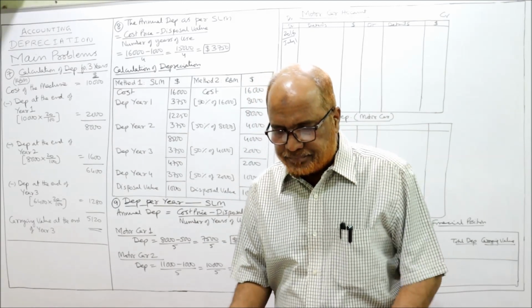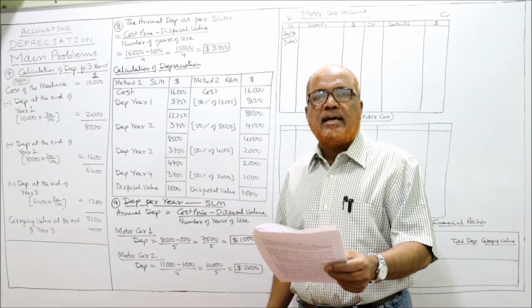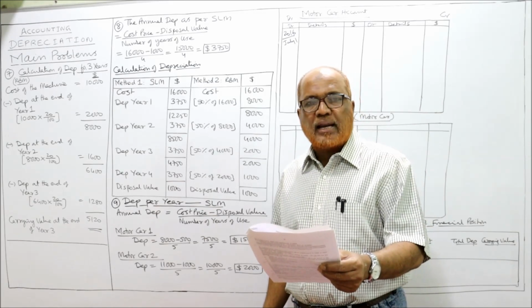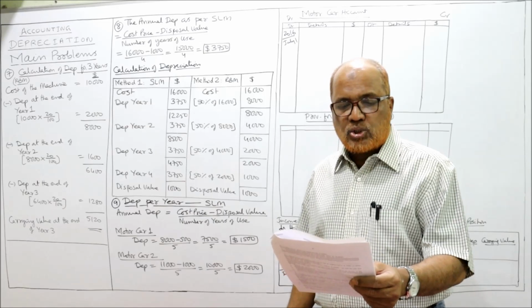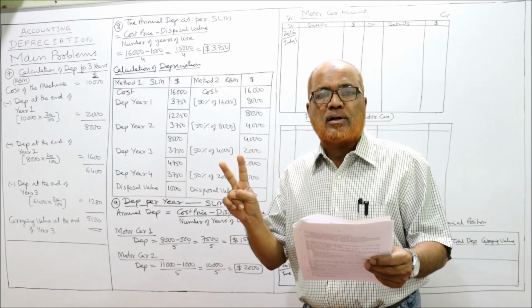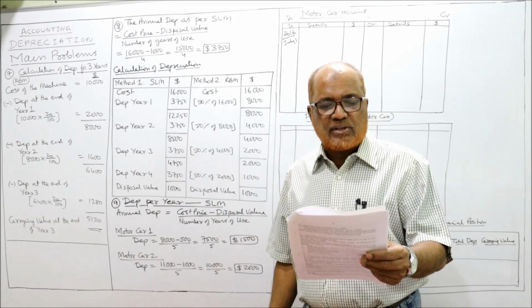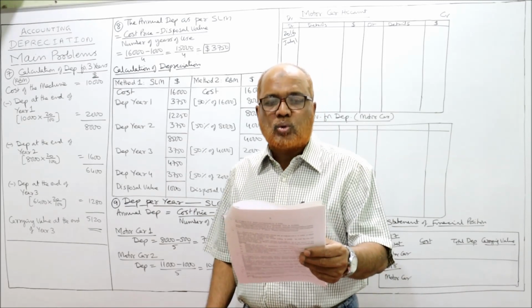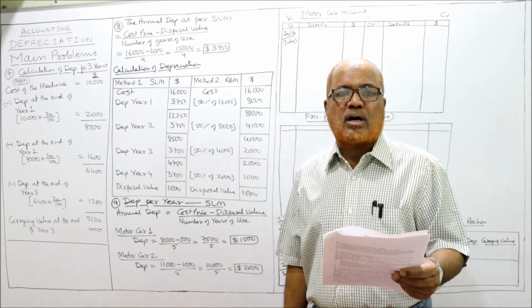Now, see carefully. A business buys a motor car on 1st July 2016 for $8,000. They buy another car on 1st July 2017 for $11,000. So 2 motor cars. First motor car $8,000. Second motor car purchase $11,000. So totally 11 plus 8, $19,000. 2 motor cars are there.